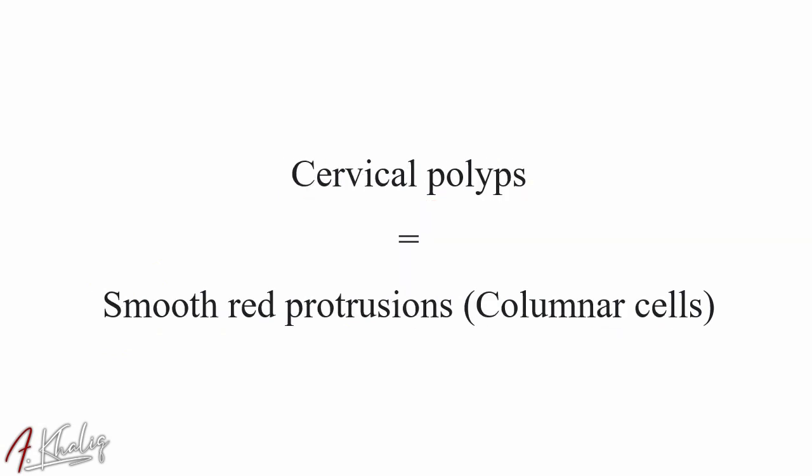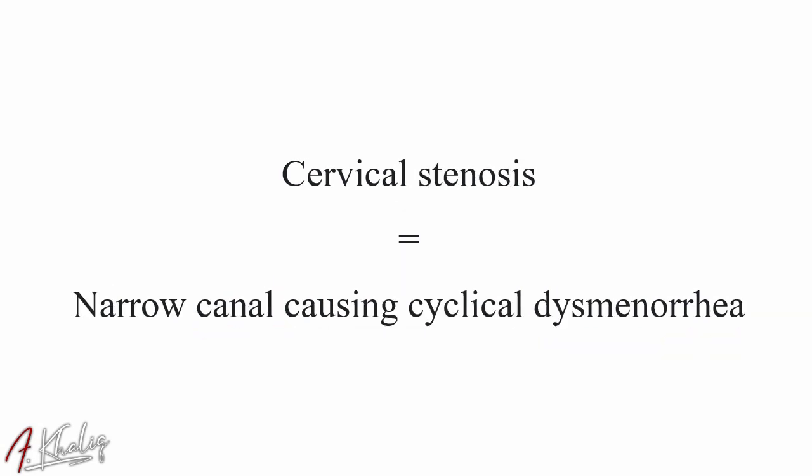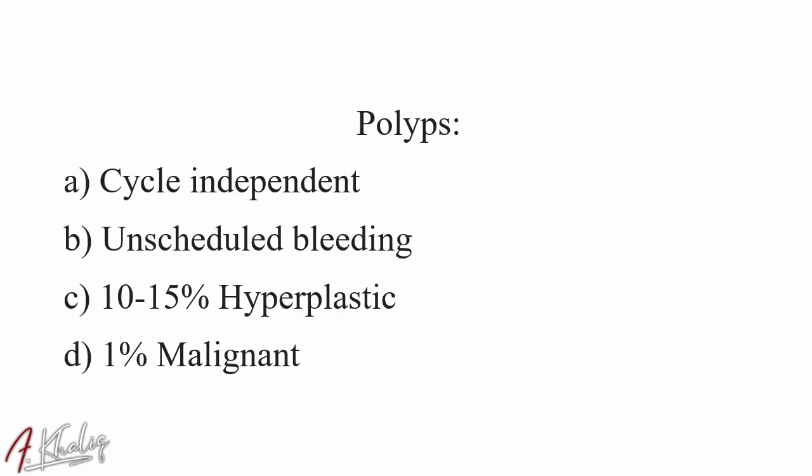Cervical polyps, these are smooth, red protrusions of the columnar cells. And the cervical stenosis is defined as the narrowing canal, which is ultimately going to cause the cyclical dysmenorrhea. Now, if you talk about the polyps, polyps are cycle independent. That's why they're going to cause unscheduled bleeding. 10 to 15% polyps are hyperplastic, and 1% polyps are malignant.